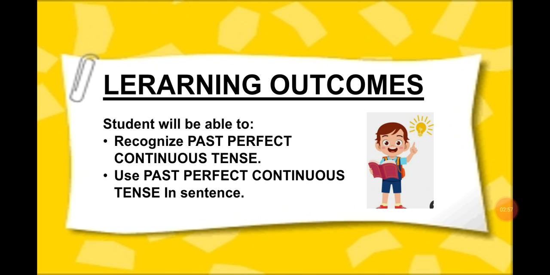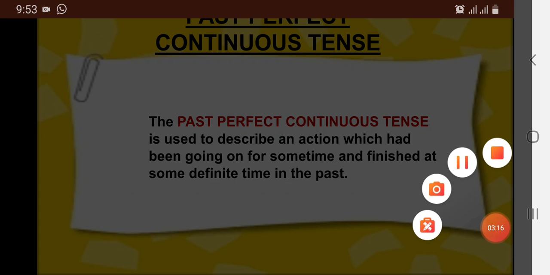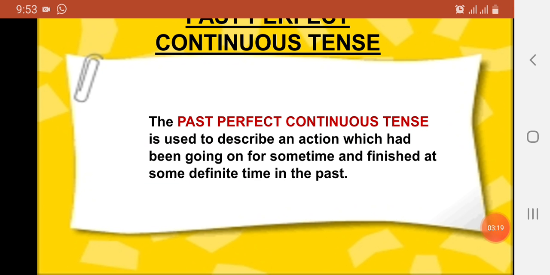What will be our learning outcomes? At the end of the lesson, you will be able to recognize past perfect continuous tense and you will use it in your sentences. So, let's start. We will start with the definition of the past perfect continuous tense. Here, past means an action that has already happened. Perfect refers to an action that is already completed. So, past perfect continuous tense.